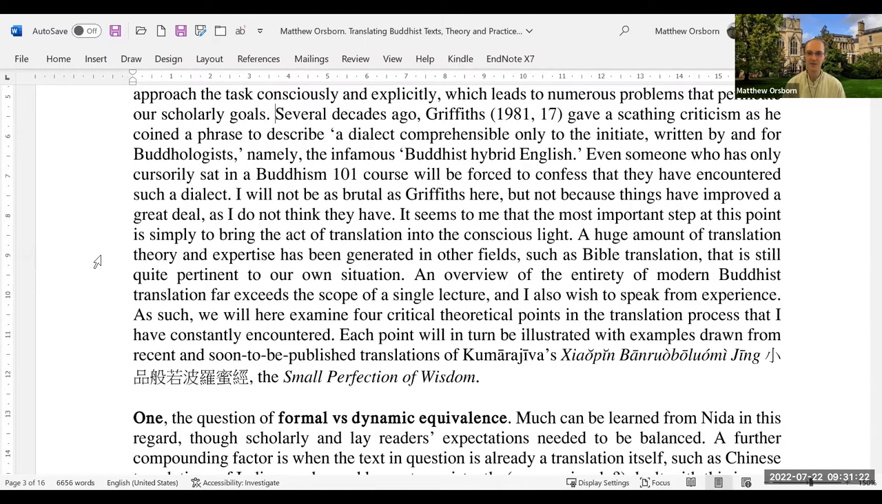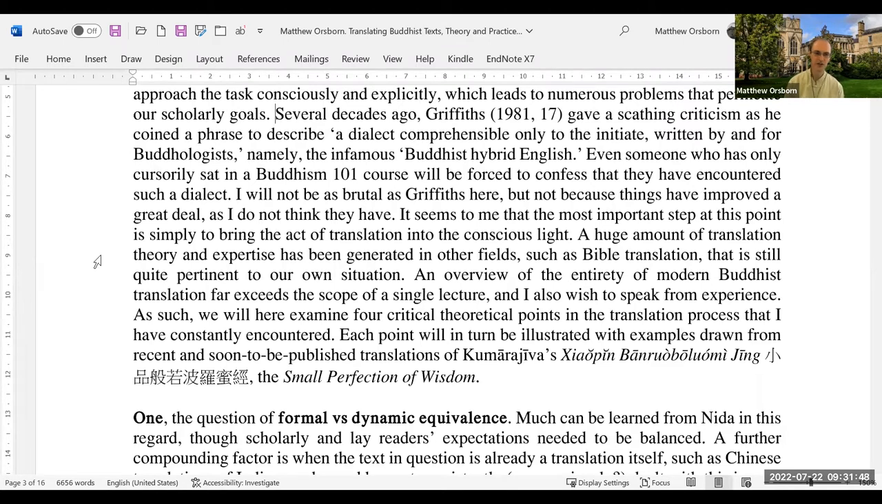It seems to me that the most important step at this point is simply to bring the act of translation into the conscious light. And a huge amount of translation theory and expertise has been generated in other fields, such as Bible translation, that are still quite pertinent to our own situations. Now, an overview of the entirety of modern Buddhist translation far exceeds the scope of a single lecture, and I also wish to speak today from experience.